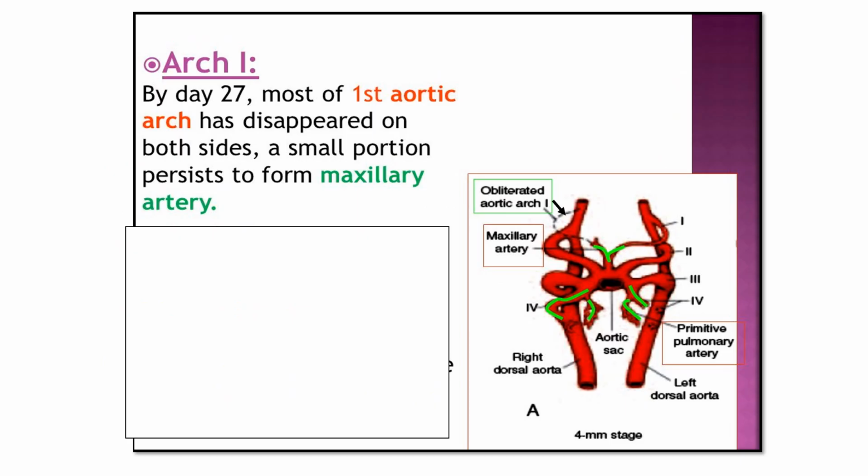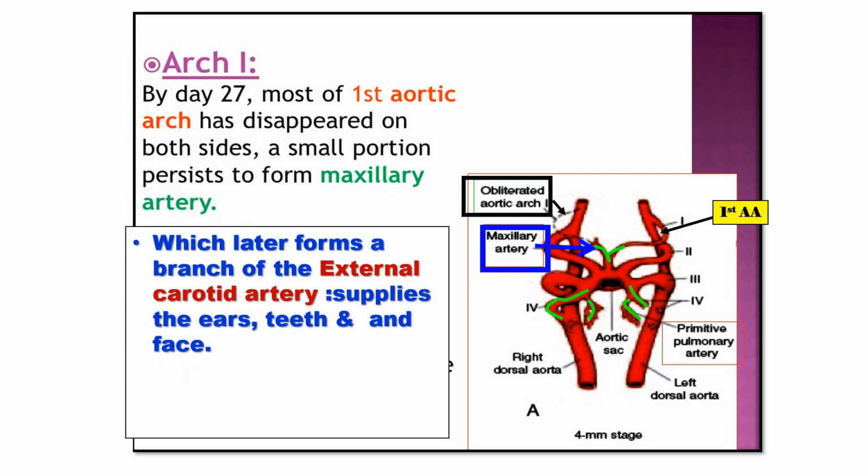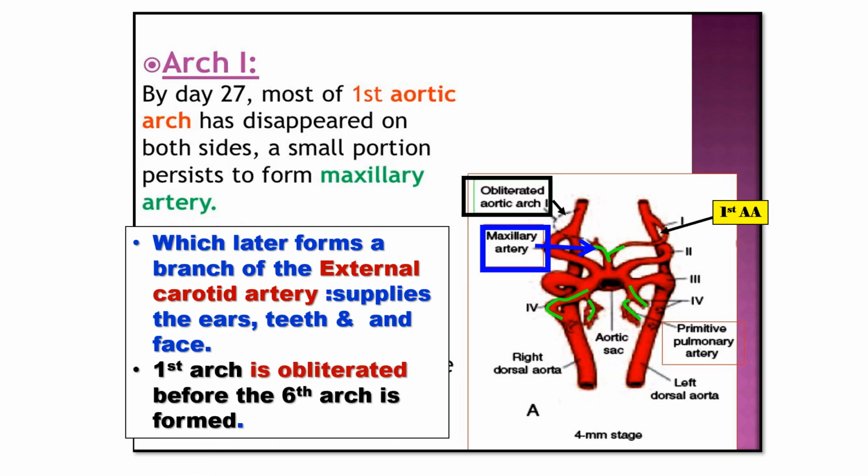Let us go into the development of the first aortic arch. It appears on both sides and finally it is obliterated on both sides. A small portion forms the maxillary artery. This maxillary artery later becomes a branch of the external carotid supplying the ears, teeth and face. The first arch artery is obliterated before the sixth arch artery is formed.